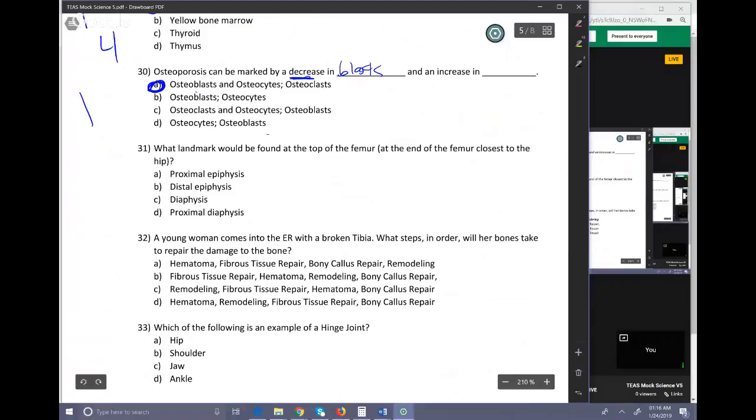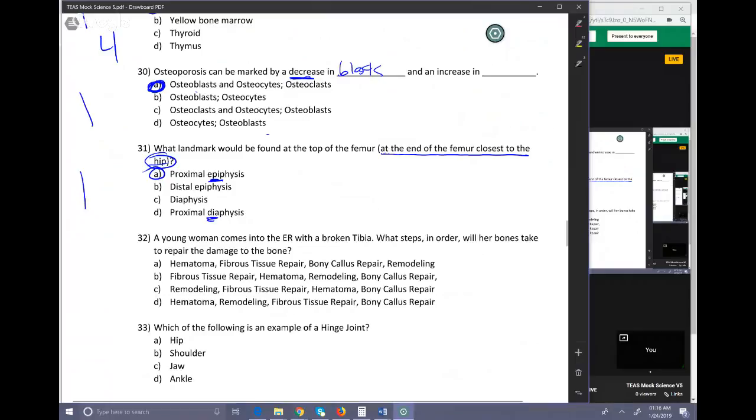31, what landmark would be found at the top of the femur? And then they clarify and say at the end of the femur closest to the hip. That is the proximal epiphysis. So when it relates it to the hip, that's the joint that it is proximal to. So the proximal epiphysis is closer to the attachment, and then epiphysis is on the end of a bone, whereas diaphysis would be in the center of the bone. That is from Anatomy 1.